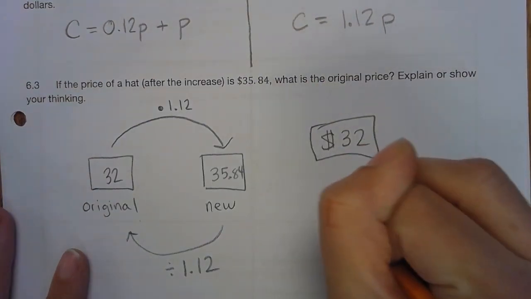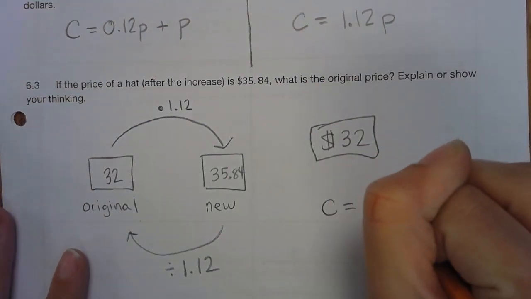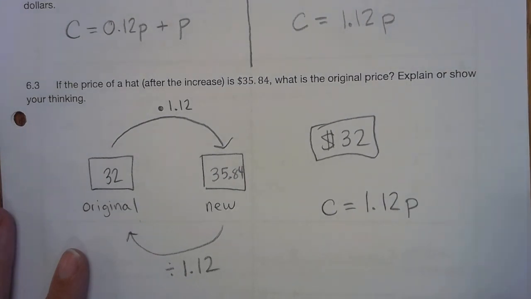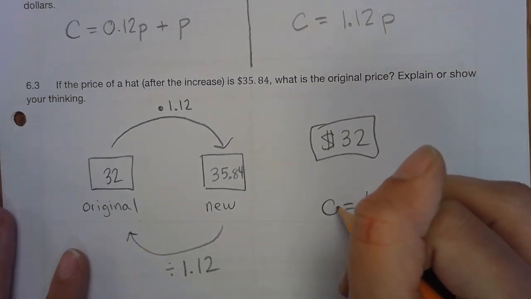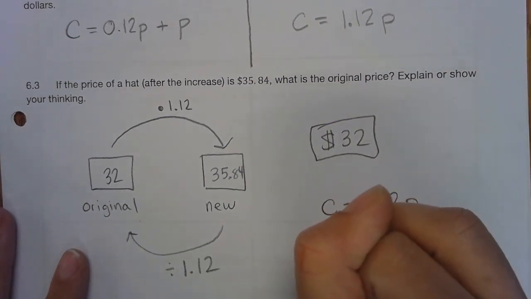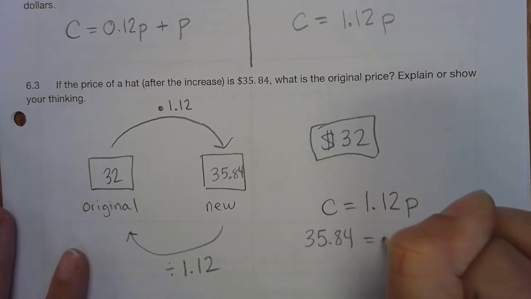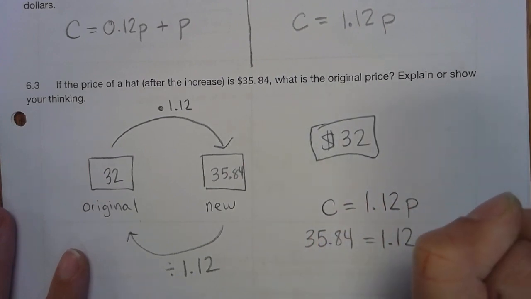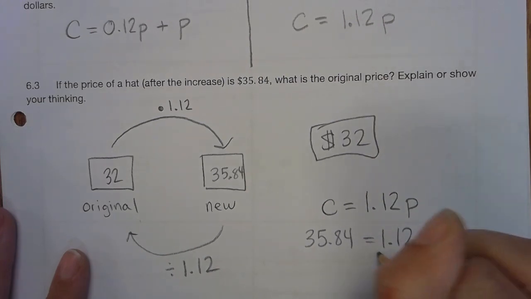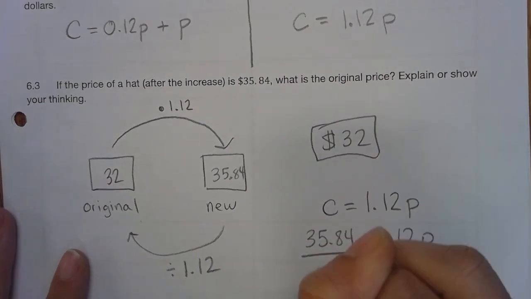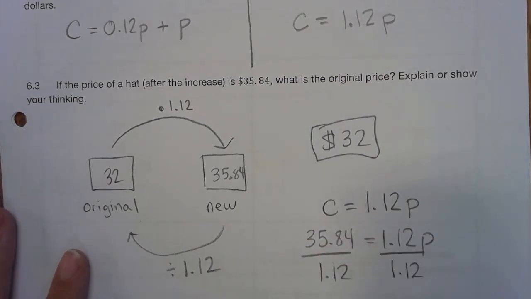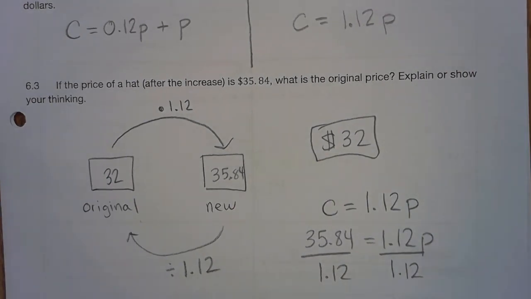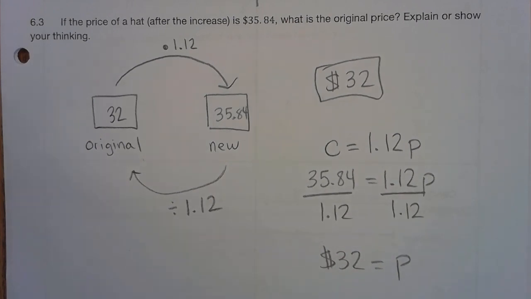Okay, you could also use the equation. The cost is 1.12 times the original price. The new final cost is $35.84. So to find P, the original, you divide by 1.12. Okay, you get that $32. Cool. So any way you want to do it is fine.